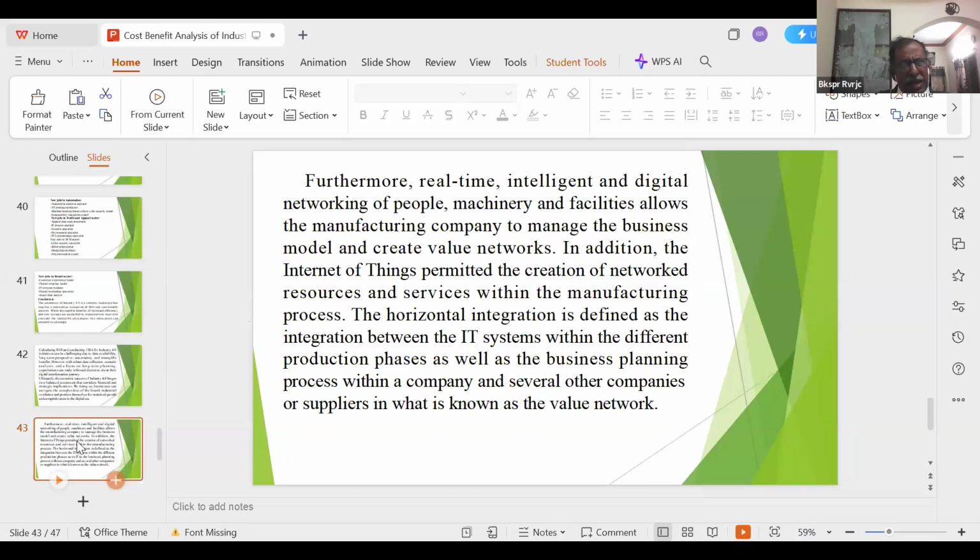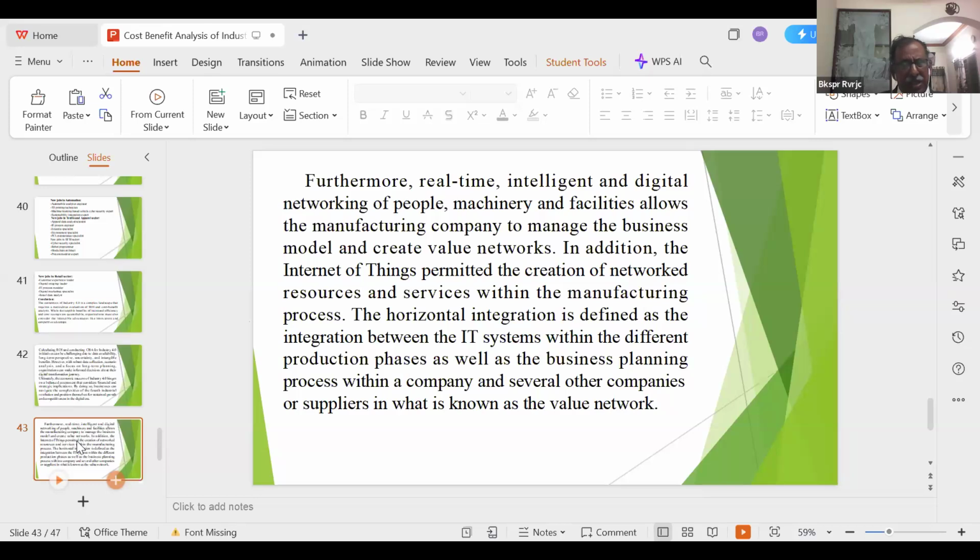Furthermore, the real-time, intelligent, and digital networking of people, machinery, and facilities allows the manufacturing company to manage the business models and create value networks. In addition, the Internet of Things permitted the creation of network resources and services within the manufacturing process.